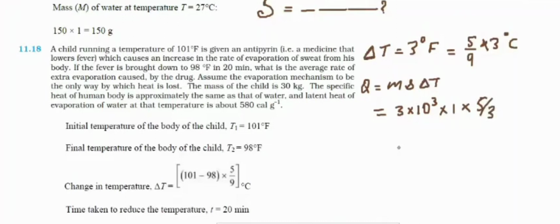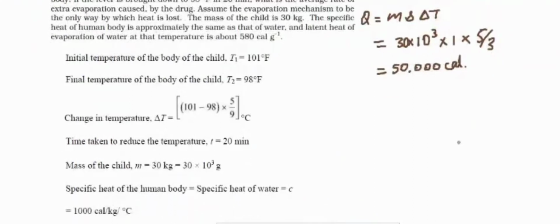So this is 30 into 10 power 3 into 5 by 3. Simplify, you will get around 50,000 calorie, which is calculated in calorie because the values we have substituted are in gram and specific heat is also in calorie. Now 50,000 calorie of heat is used, and for 1 gram of water you have to use 580 calorie of heat for evaporation. For 1 gram, 580 calorie. So here you have used 50,000 calorie.